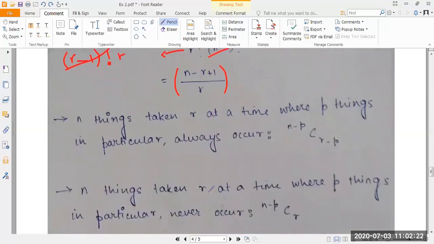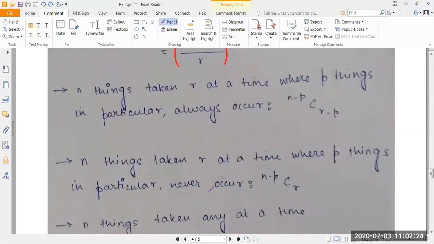Next, we move on to something called restricted combinations. There are certain restrictions that have been applied to the combinations that we can take. The first one is n things taken r at a time when p things in particular always occur.